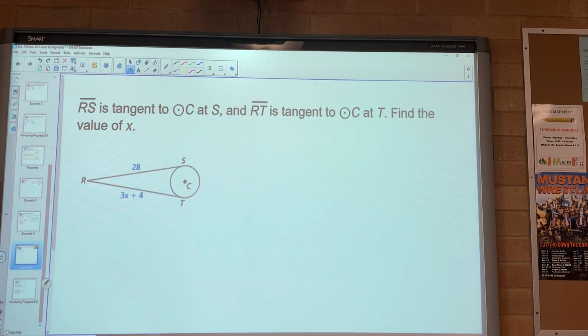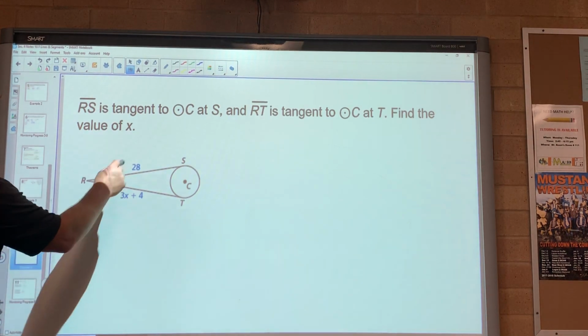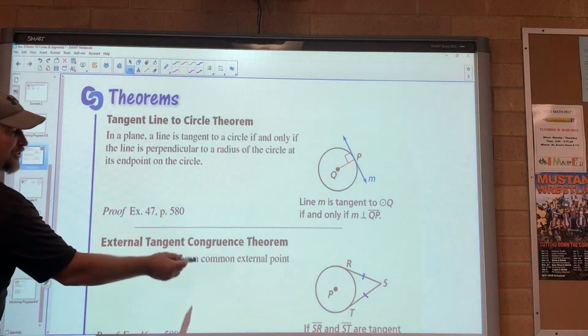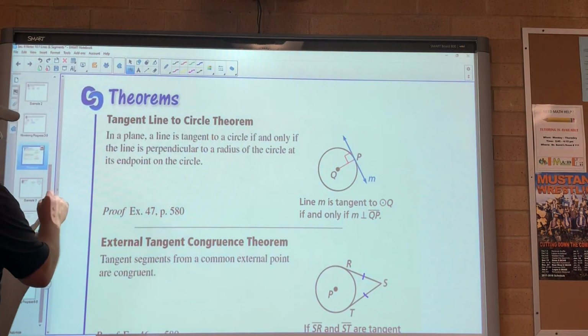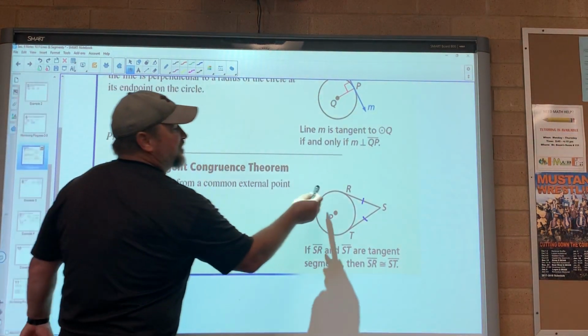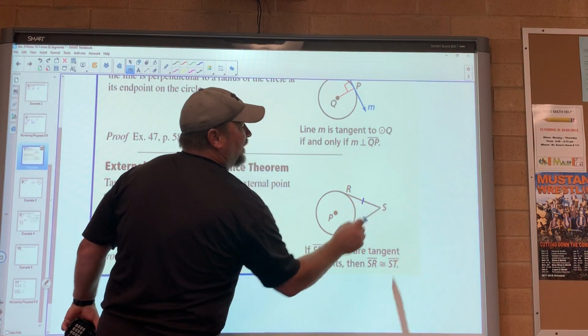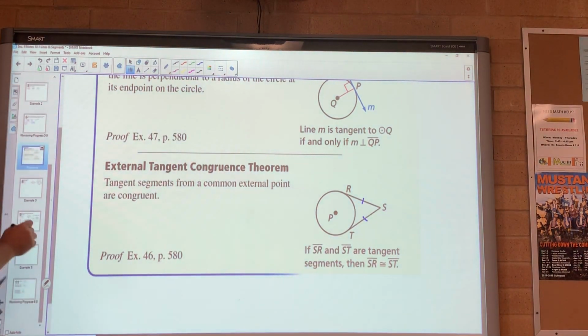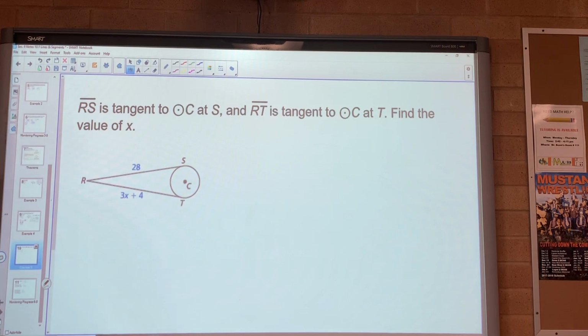All right, we have two more to go. Well, what does this one look like? This one looks just like our cone picture right here. And what did we say was unique about this one? That the two tangents would be equal when they meet outside at the same point. So let's take a look.